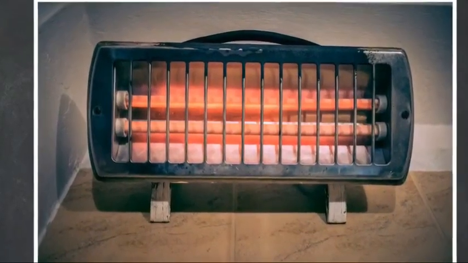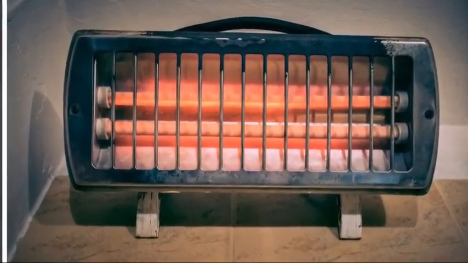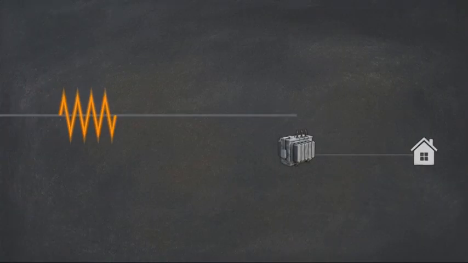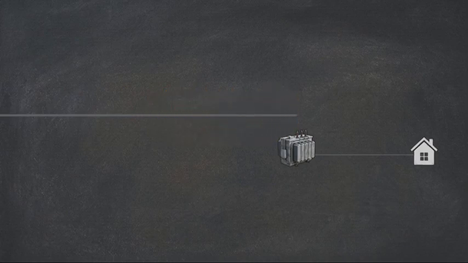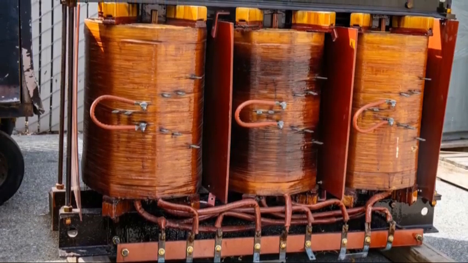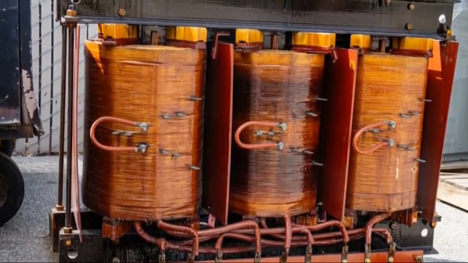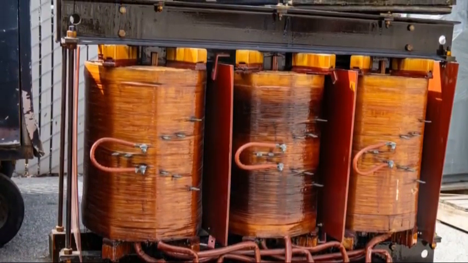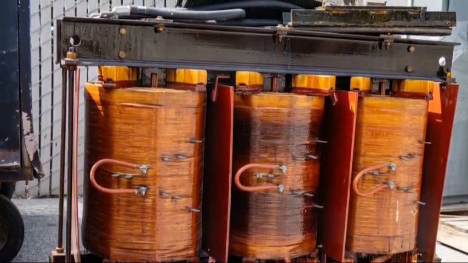To safely power everyday appliances, like an electric space heater, the high-voltage electricity traveling across the power grid must be stepped down to a usable level. That conversion happens inside a transformer. If you look closely, you'll find layers of wrapped copper wire tightly coiled around a core.